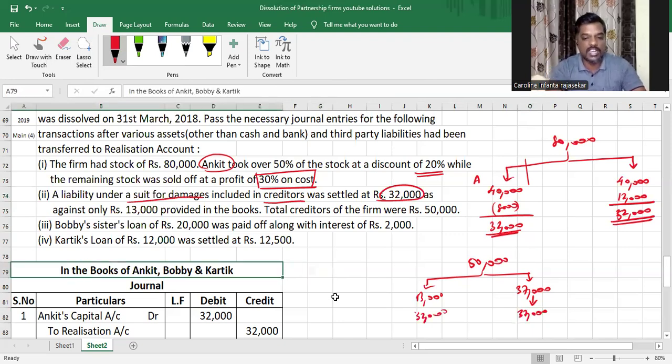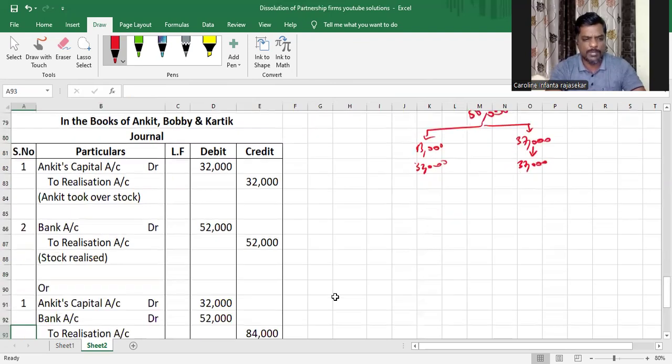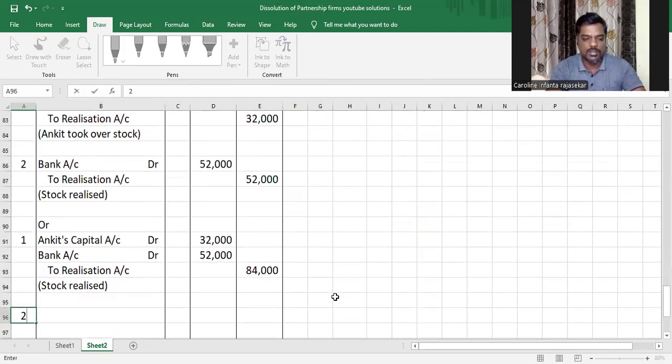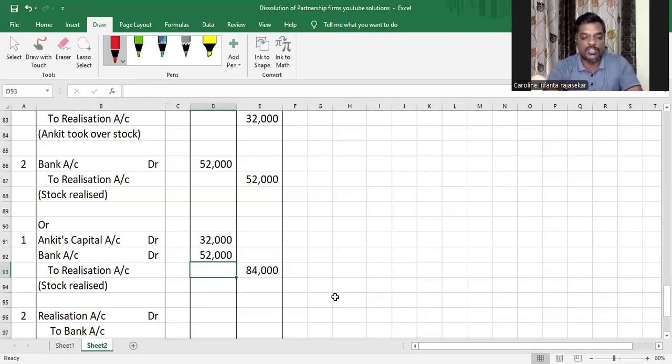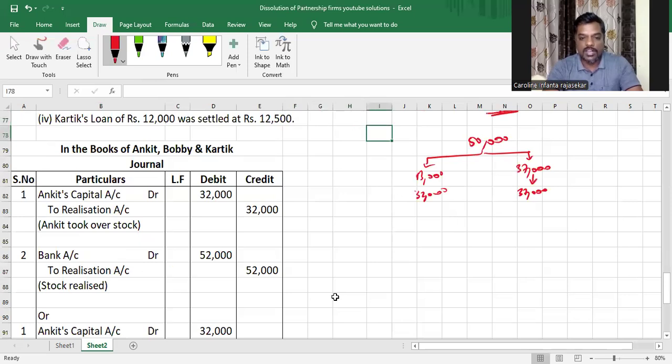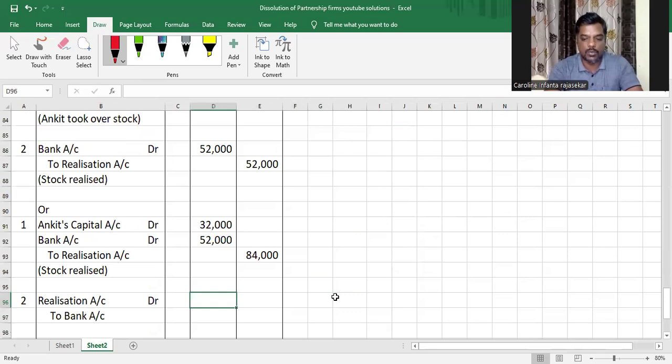We will pass this as a single journal entry. So the journal entry here would be for settling a liability. Whenever we settle a liability, realization account will be debited, and money is going out of the business and therefore bank account will be credited. How much is actually going out? For the 13,000 creditor, we paid 32,000, and the remaining 37,000. So totally 69,000.